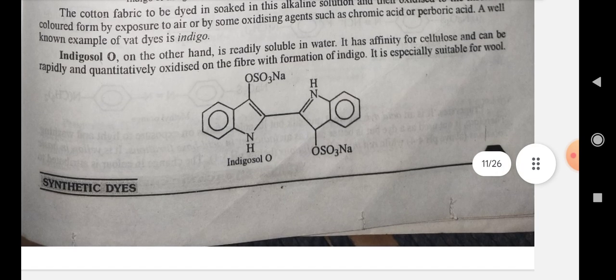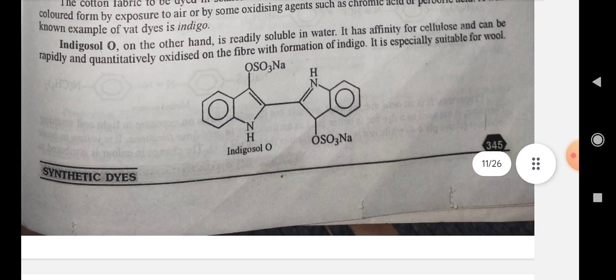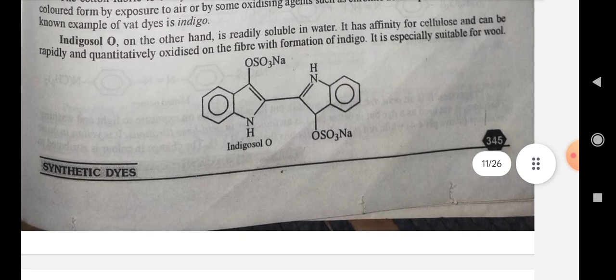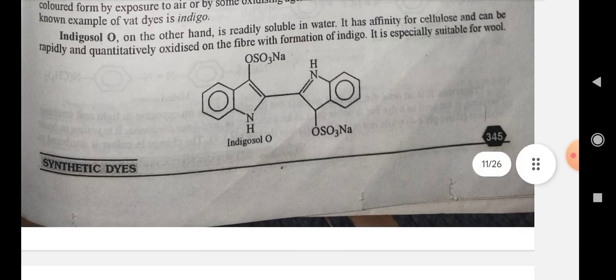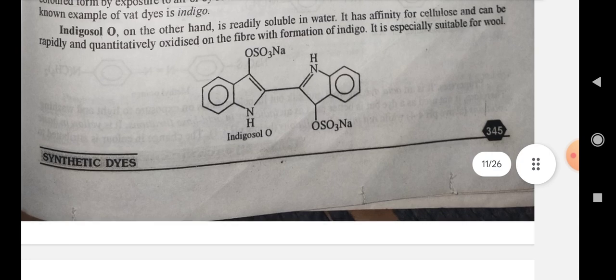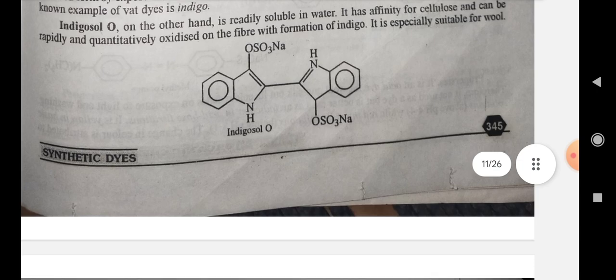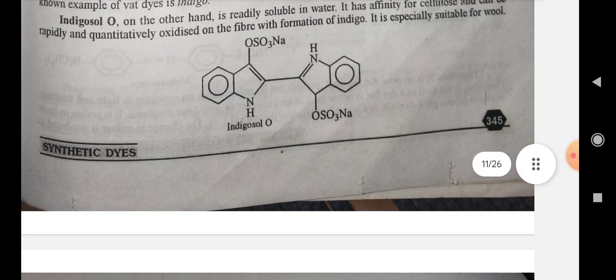Indigosol O, on the other hand, is readily soluble in water. It has affinity for cellulose and can be rapidly and quantitatively oxidized on the fiber with formation of indigo. It is especially suitable for wool.